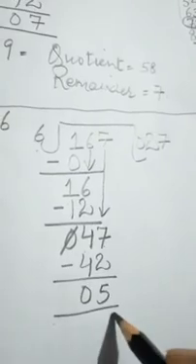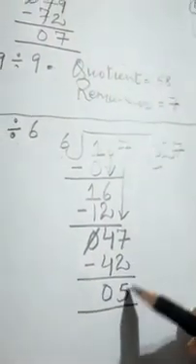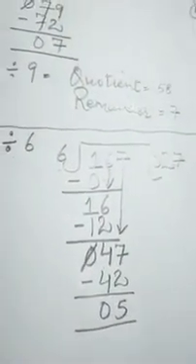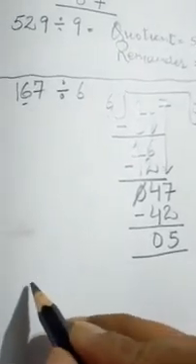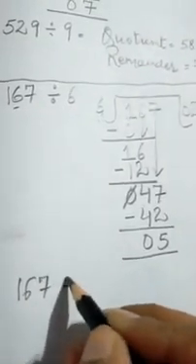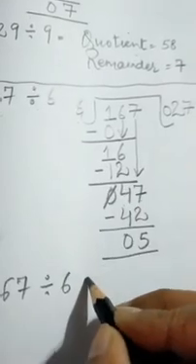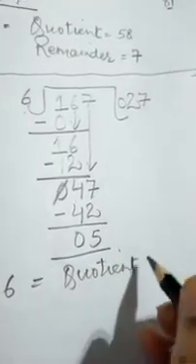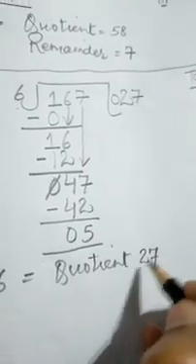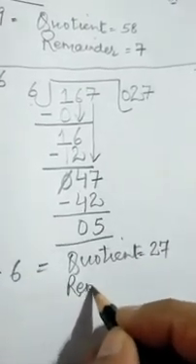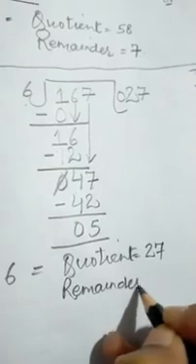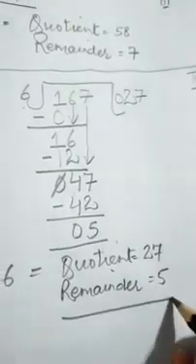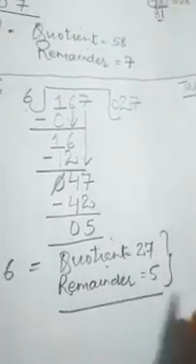So here we will draw the ending line also because all the 3 digits have been brought down and 5 is left as remainder. So our answer will be 167 divided by 6. Yes, and we got the quotient as 27 and remainder as 5. Yes, like this we got this answer.